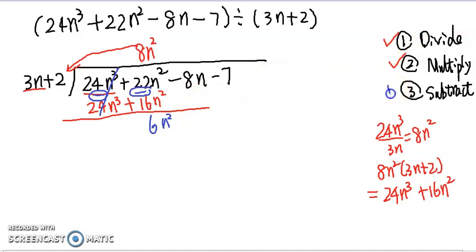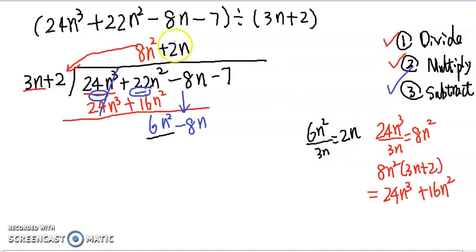So the first round of 3 steps is done. We can bring down negative 8n and repeat these 3 steps again. So let's do division. Divide 6n squared by 3n. 6 divided by 3 is 2. N squared divided by n is n. So we put our quotient, positive 2n, up there.